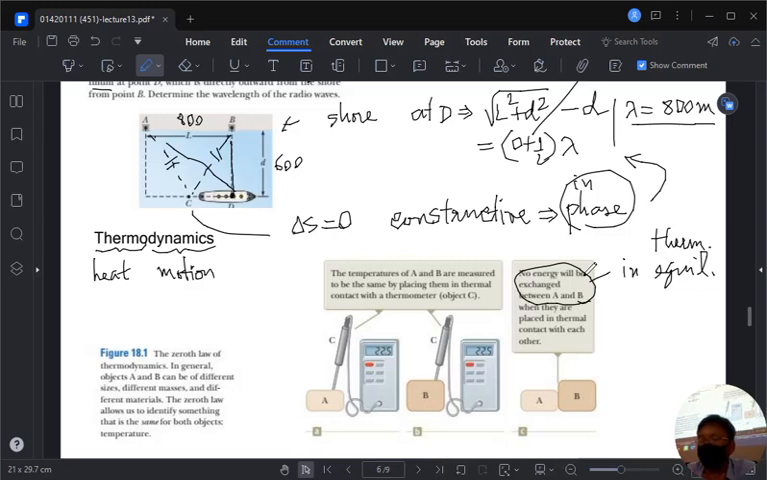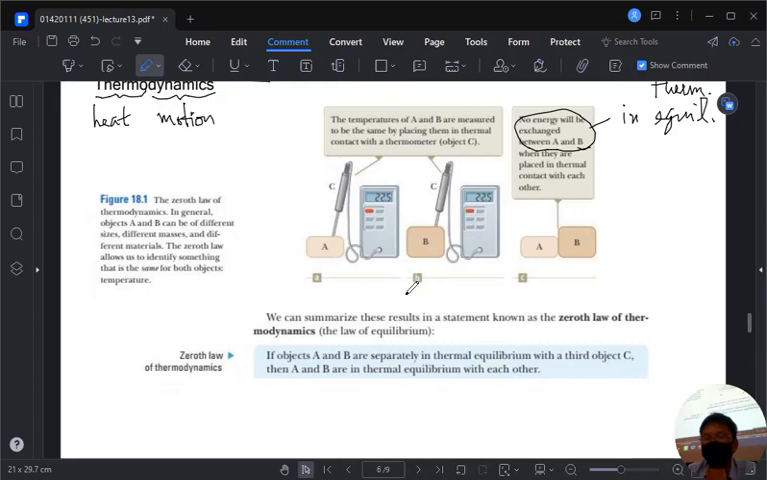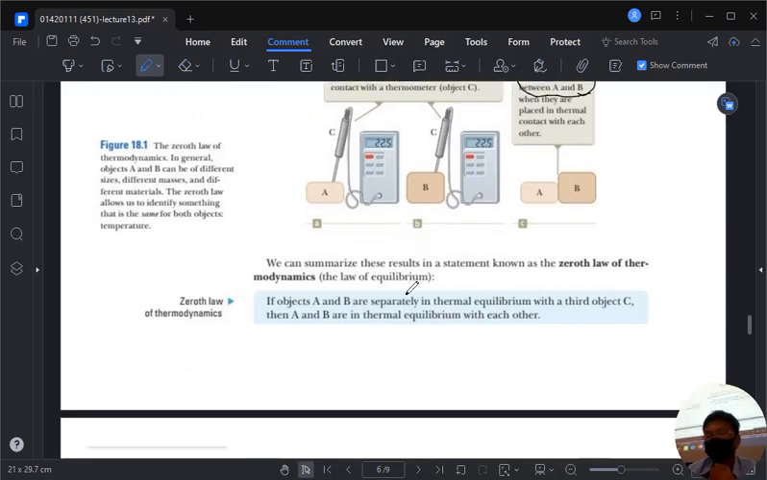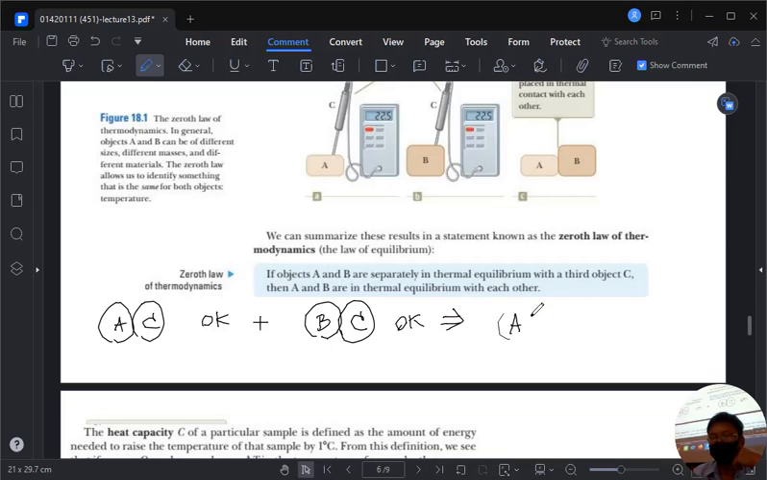And hopefully we can maybe go back a little bit to understand how we obtain these numbers. You know, temperature in degrees Celsius, in Fahrenheit, in Kelvin. The zeroth law says something like, when A and B are separately in thermal equilibrium with C, then A and B are in equilibrium as well. So basically, A and C is okay. Plus, B and C is okay. Therefore, A and B must be okay too. In equilibrium, I mean.